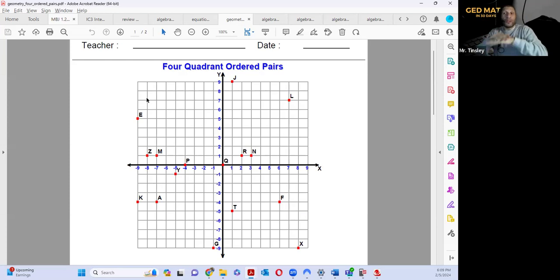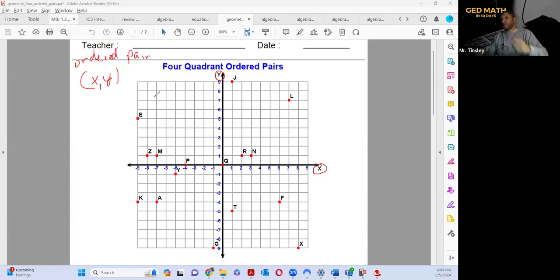Let's first of all be able to identify a point on the coordinate plane. This is a guaranteed question on your exam. So remember, this is your x-axis, which is the horizontal axis. This is your y-axis. Each ordered pair looks like that: your x first, then your y.